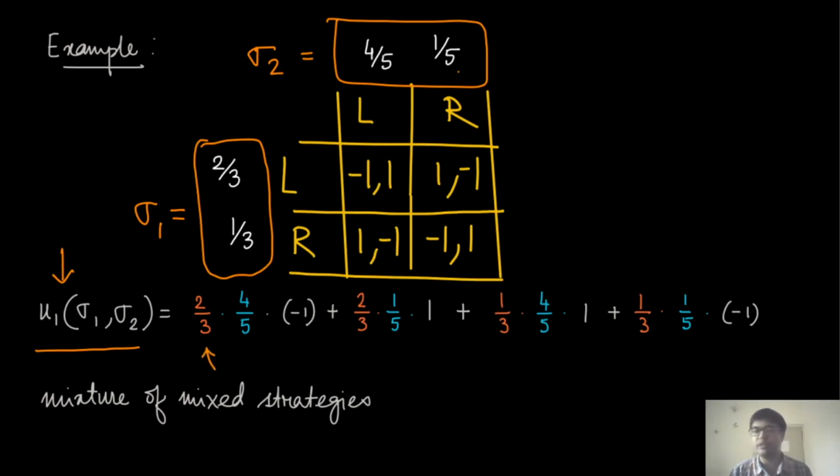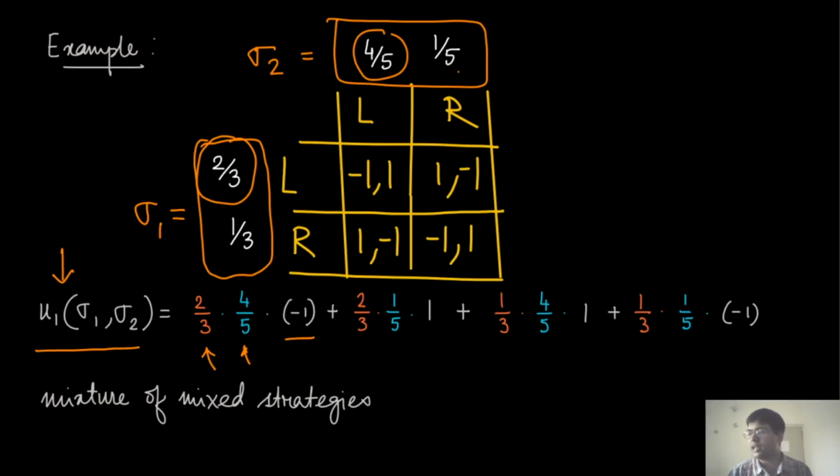So we are going profile wise, so pure strategy profile wise. Let's consider the first entry as L comma L. So that is the first pure strategy profile, and the probability with which that strategy profile is picked is 2/3 times 4/5, because player 1 is going to choose L with probability 2/3 and player 2 is going to choose L with probability 4/5. We are multiplying, that is the probability that this strategy profile will be chosen, and player 1 gets -1 of reward utility in this case.